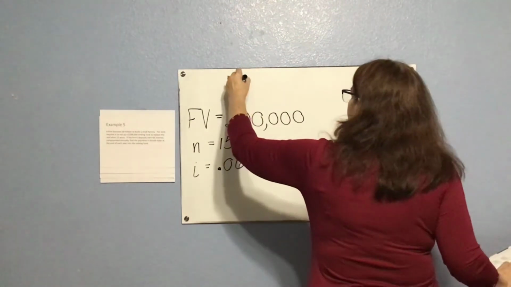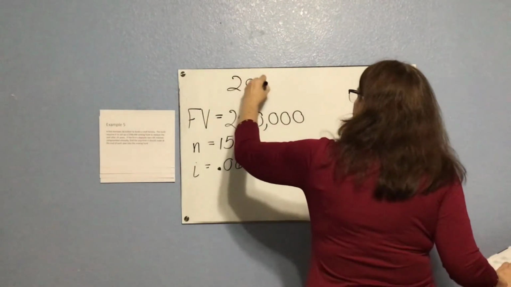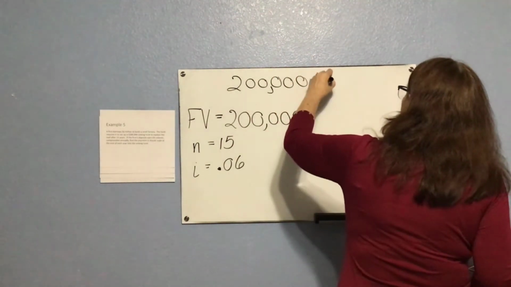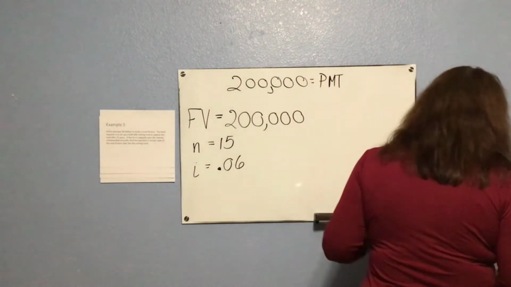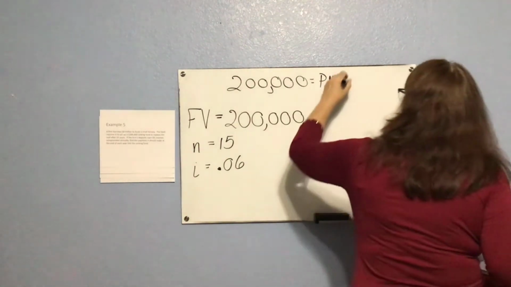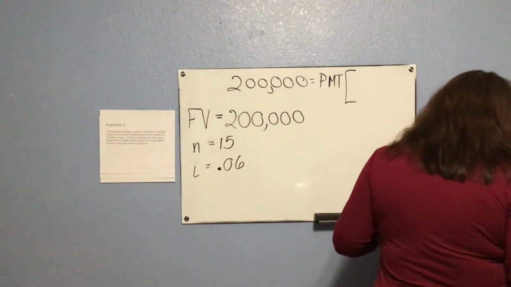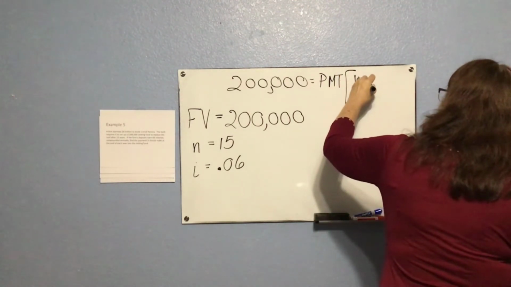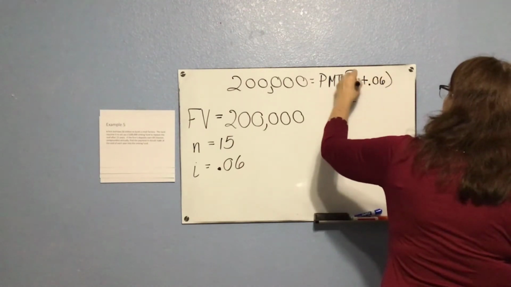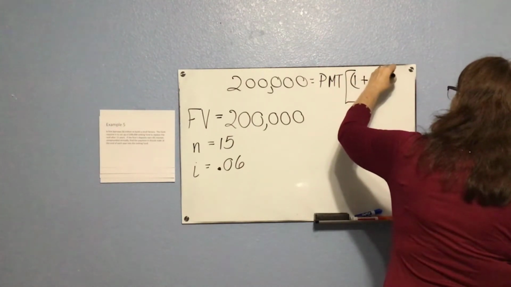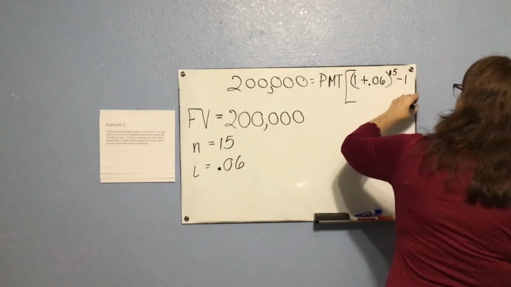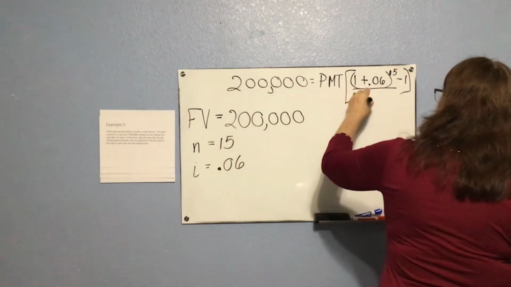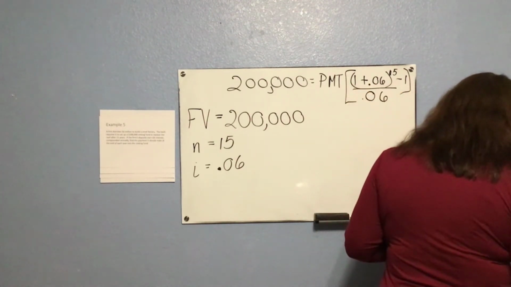So this time we're going to write 200,000 equals the payment. We're trying to find out how much do I have to put aside every year. And this is going to be (1 + 0.06) to the 15th power minus 1, and then divided by 0.06.